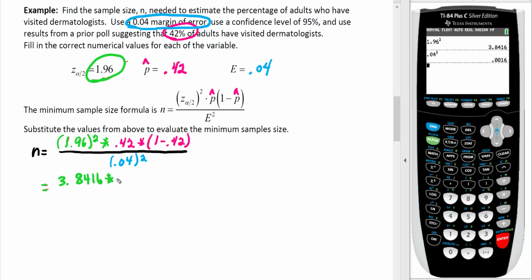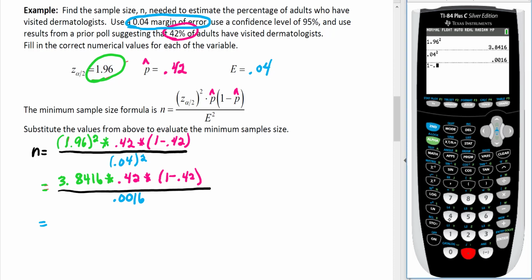We're going to multiply that by our p hat, which was 0.42, and multiply that by the 1 minus 0.42, all divided by 0.04 squared, which we just did, is 0.0016. Now, let's perform our operation in parentheses. So 1 minus 0.42 is 0.58.